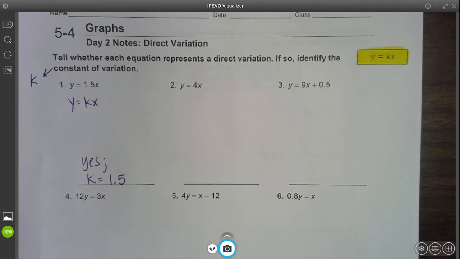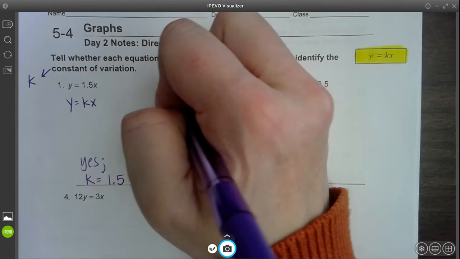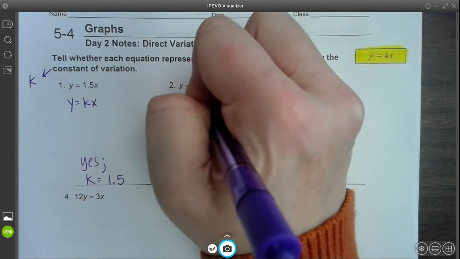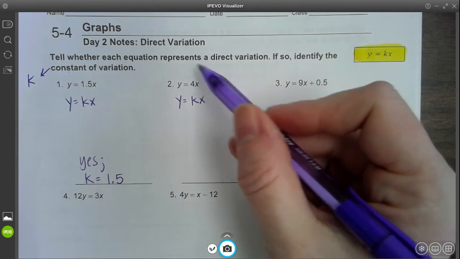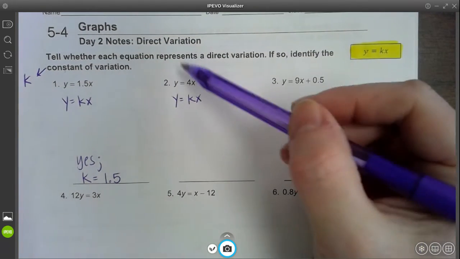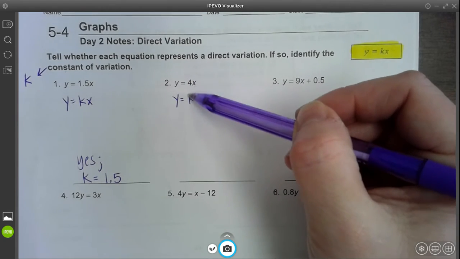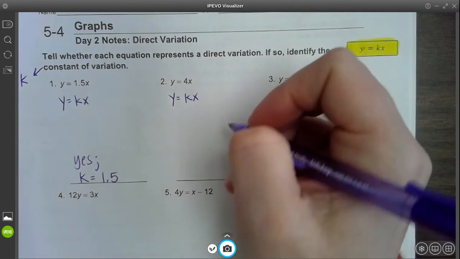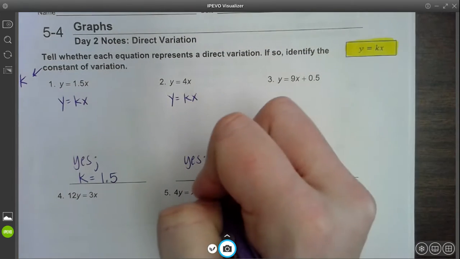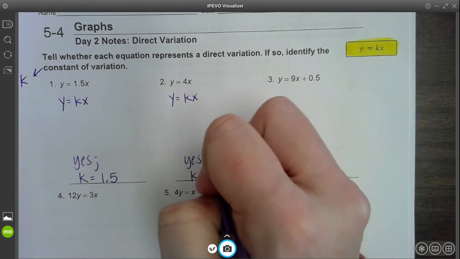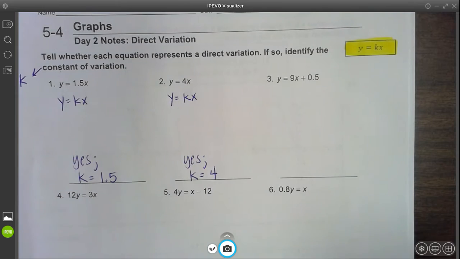All right. So in the second one, again, if I were to write out the direct variation equation, it's y equals k times x. Is this in that form? I have y equals some number times x. So the answer to this one is yes. That is direct variation, and our constant of variation is 4.